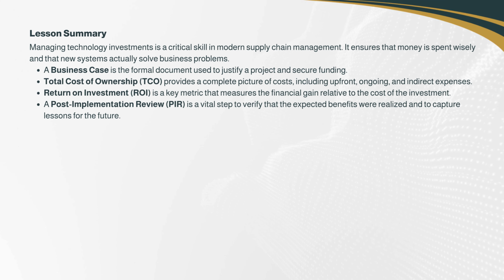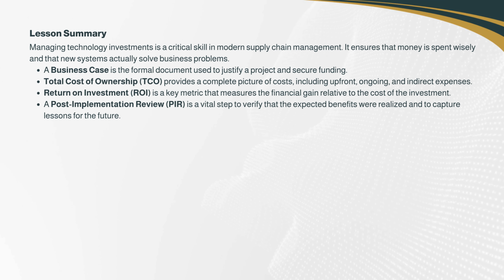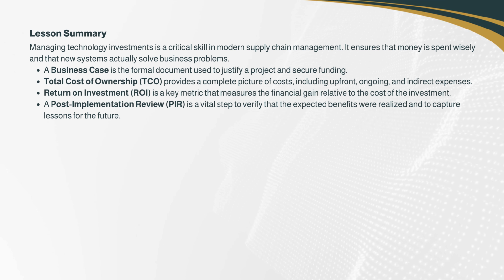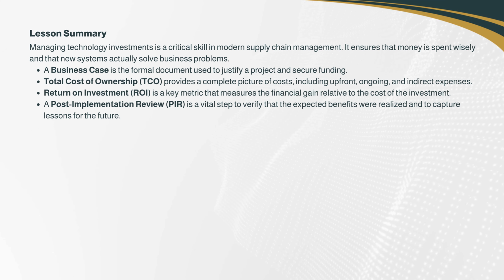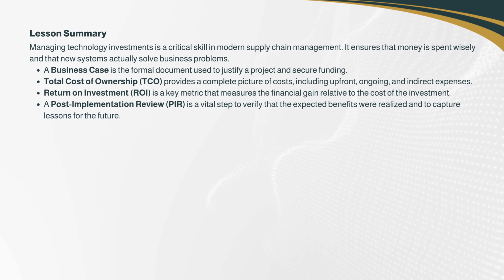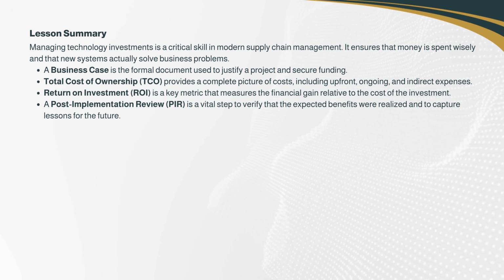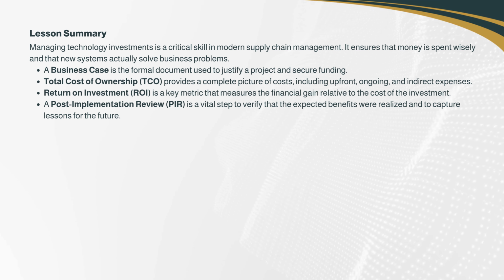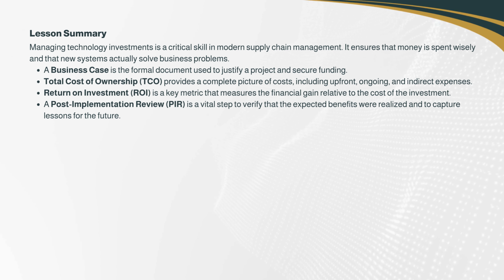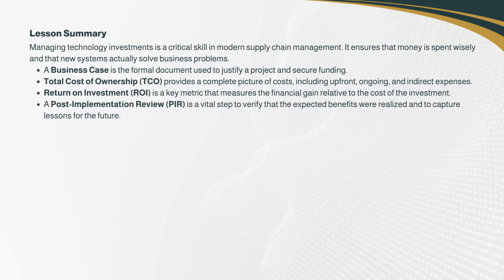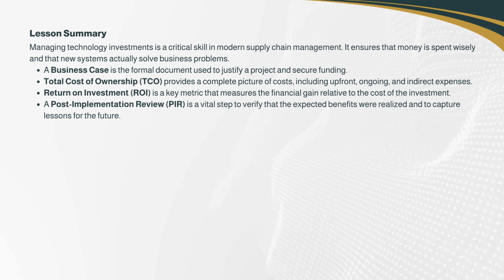Lesson summary: managing technology investments is a critical skill in modern supply chain management. It ensures that money is spent wisely and that new systems actually solve business problems. A business case is the formal document used to justify a project and secure funding. Total cost of ownership, TCO, provides a complete picture of costs, including upfront, ongoing, and indirect expenses. Return on investment, ROI, is a key metric that measures the financial gain relative to the cost of the investment.